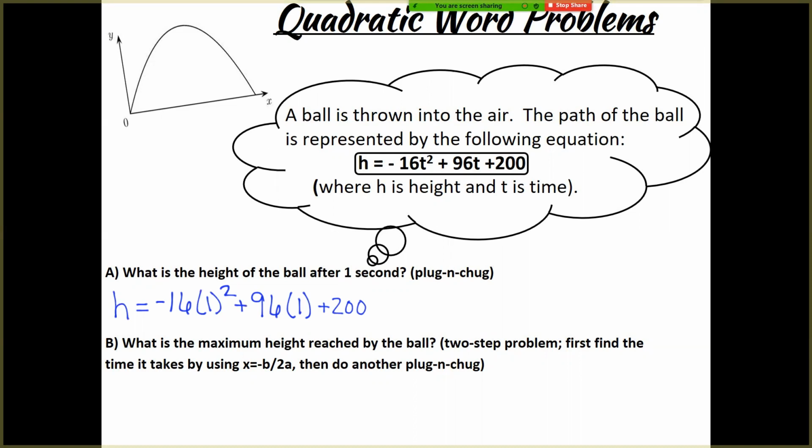So take a moment and type that in your calculator to figure out the height of the ball after 1 second. 280 is correct. So the height of the ball after 1 second is 280. We want to label that feet.